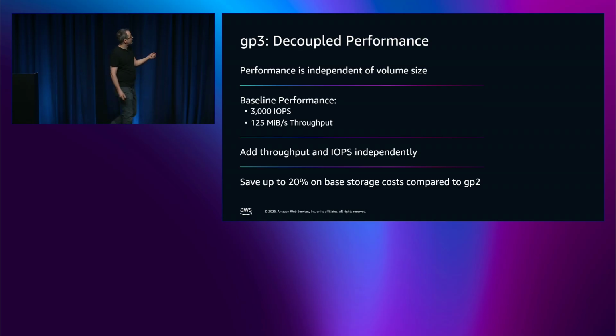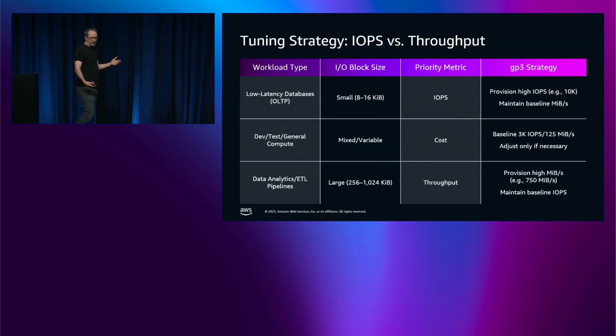GP3 in comparison gives you that decoupled performance. If you want more IOPS, you can buy more IOPS mostly independent of the underlying capacity. And what you get there is a cost savings. So what this enables you to do is to build a strategy for your volumes depending on your workload. And this is the core trick that lets us create this volume type that is the most broadly applicable. Go ahead, take the picture.